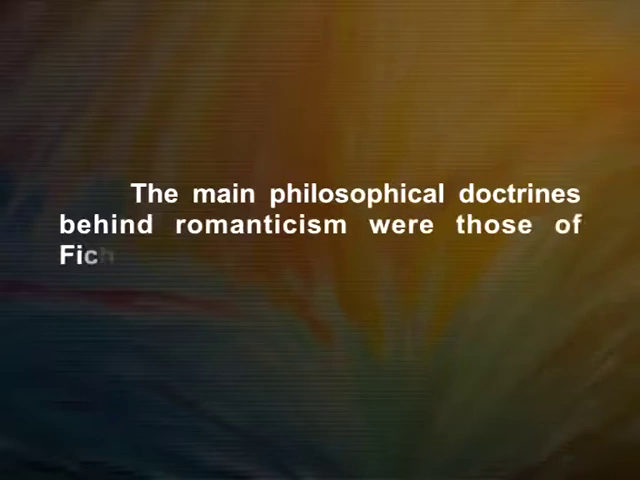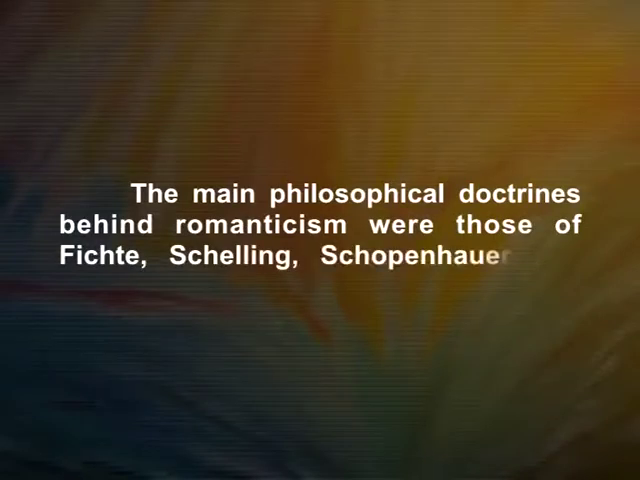In the beginning of the 19th century, the imitation theory was called in question. During this period, the theory that art is the expression of emotion of the artist came to be the dominant view. The rise of the expression theory of art is related to Romanticism, an important intellectual and philosophical development of the 18th and 19th centuries. The main philosophical doctrines behind Romanticism were those of Fichte, Schelling, Schopenhauer and Nietzsche.